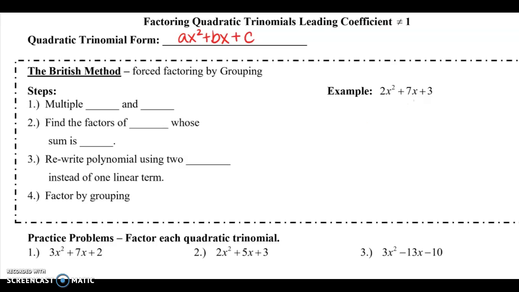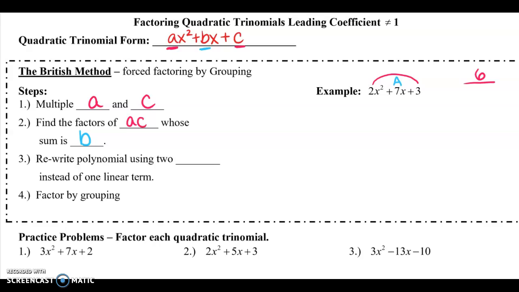So what you're going to do is you're going to multiply A and C together. Okay, so if I multiply A and C together, that's 2 times 3, which is positive 6. So I'm looking for 2 numbers that are the factors of AC, that multiplication, whose sum is B, the middle term. Okay, so I still want them to add to the middle term, but instead of them just being multiplied to 3, you're going to multiply 2 times 3, the first and the last term. So you need 2 numbers that multiply to 6 and add to 7. Well, those 2 numbers are 6 and 1.